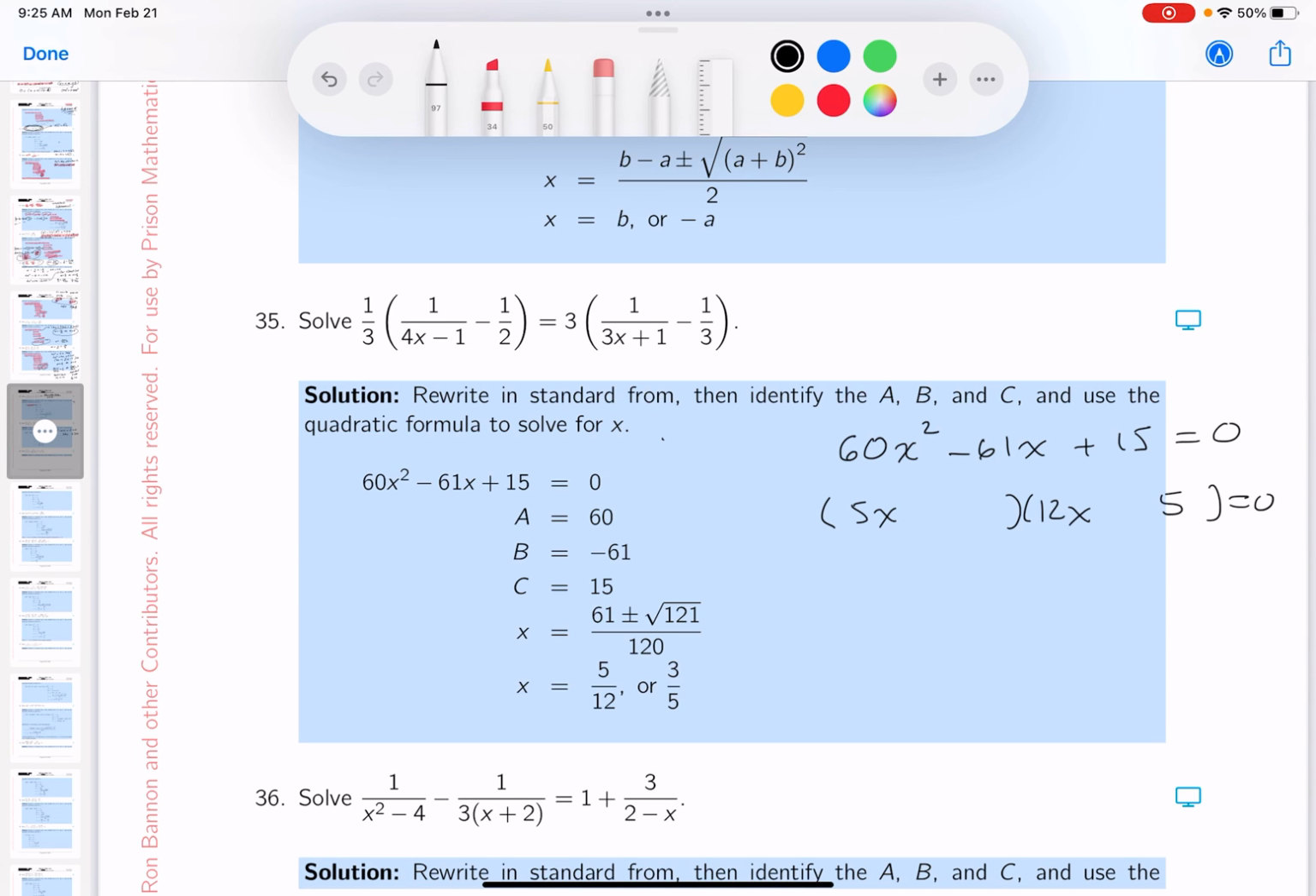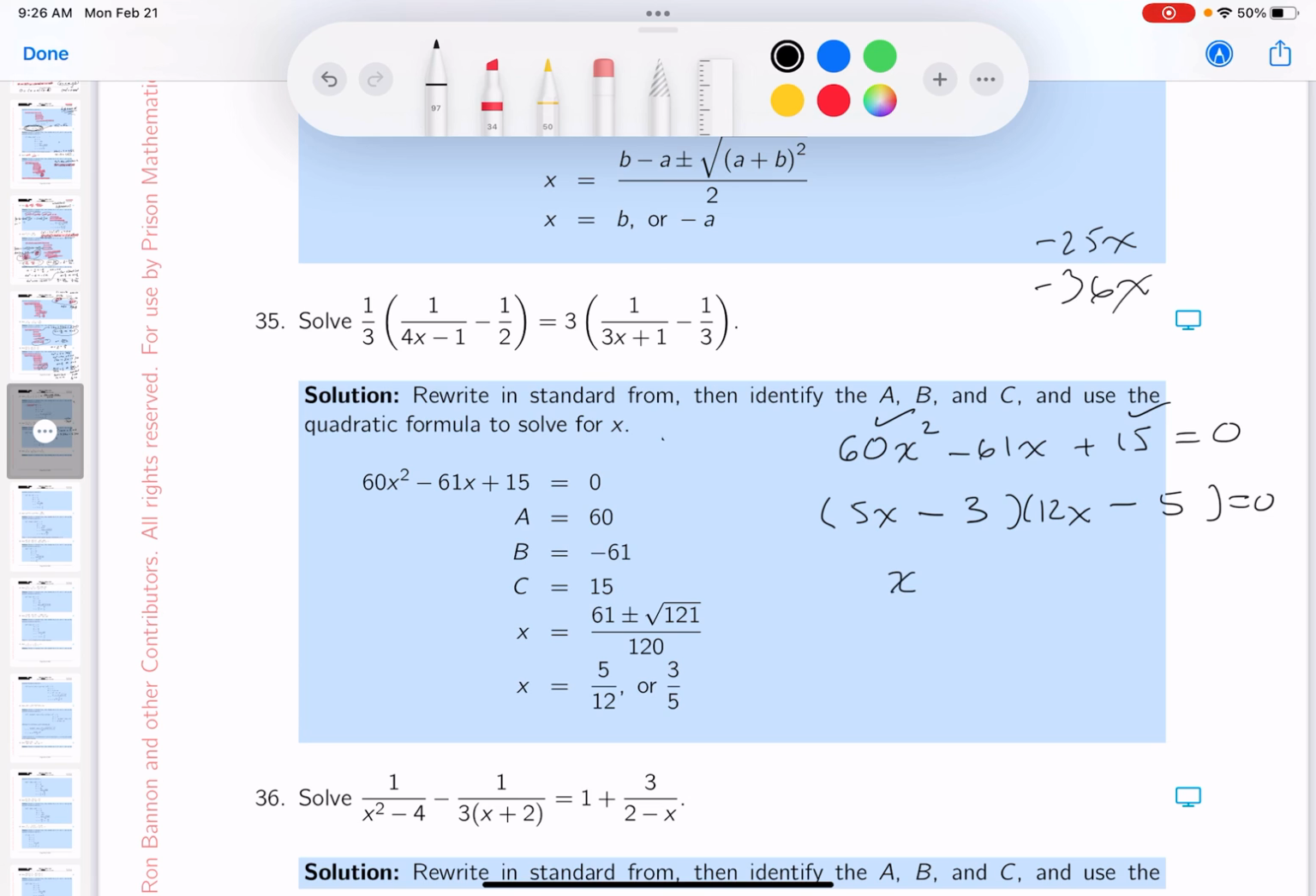Now, someone says, why didn't you put the 3 with the 12? It wouldn't go there. And the 5 would not go with the 5 either. So it's got to go like this. A little choice. Minus, minus. Little choice. I didn't say it's right. I said little choice. 60x squared is beautiful. That worked beautifully. I get 15 in the end. The question is, do I get the middle? And what do I get? I get minus 25x and minus 36x. What's that? Minus 61. It worked beautifully.